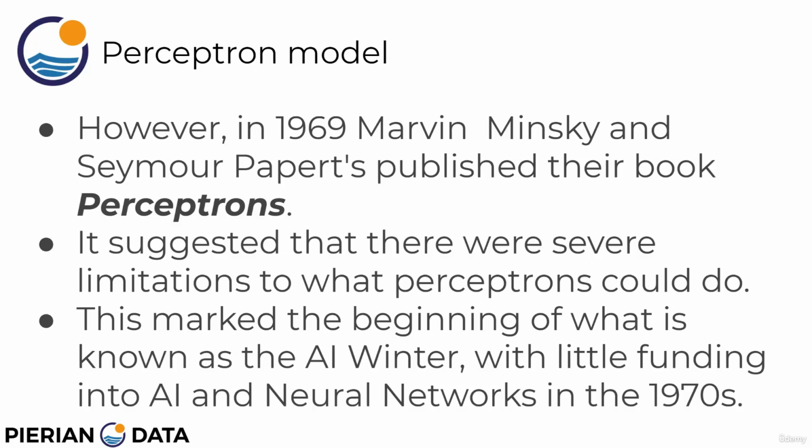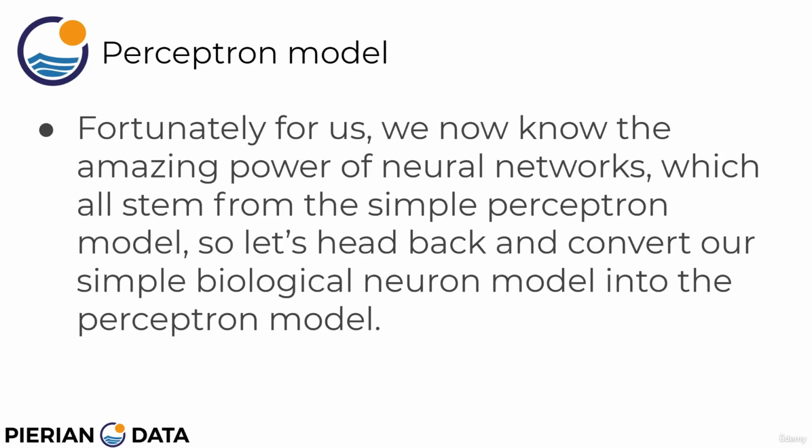So that's why, even though this idea was spawned in the late 1950s, it's taken up to the modern age to actually fully implement neural networks. Now, fortunately for us, we already live in the present and we know the amazing power of neural networks, which all really stem from this simple perceptron model that was created all the way back in 1958. So let's go ahead and head back and convert that simple biological neuron model into the perceptron model, and then go through a simple example of how a perceptron model works.